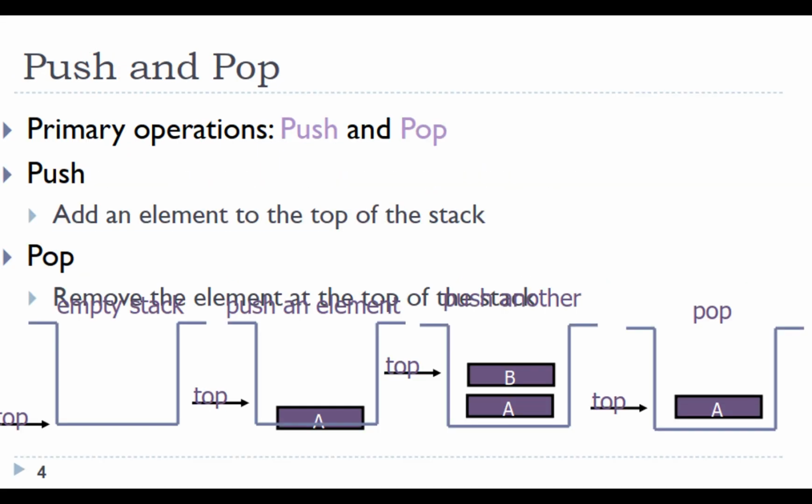3. Push and pop. Primary operations: push and pop. Push, add an element to the top of the stack. Pop, remove the element at the top of the stack. Empty stack. Push an element, push another. Top, pop, top, top: A, B, A, top, A.